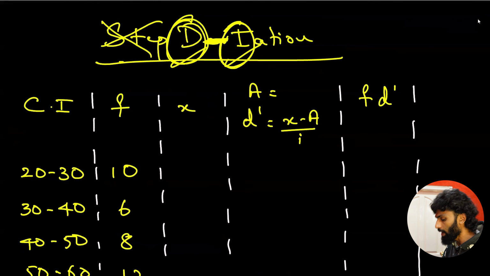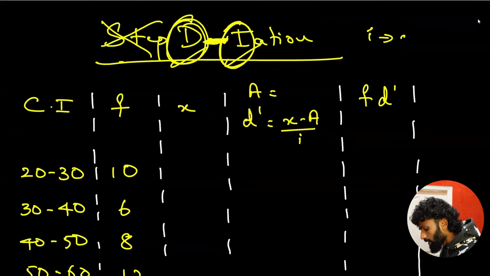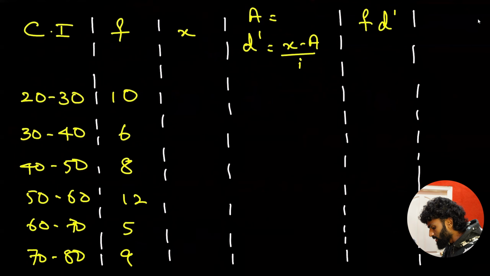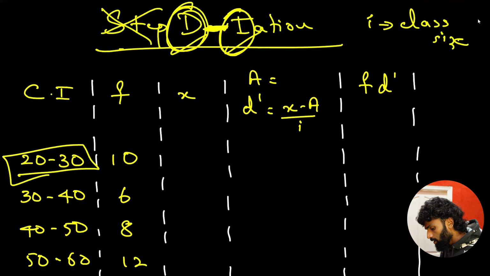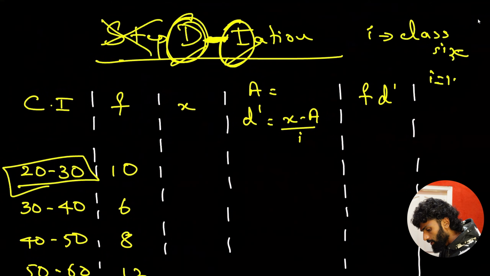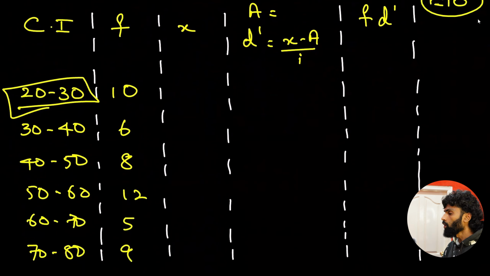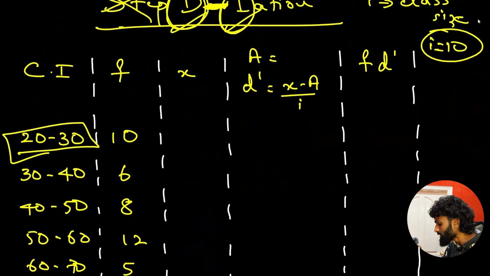Now, what's the meaning of I? I means class size. For example, look at the class interval here, 20 to 30. What's the gap there? 10. So I for this question equals 10. That's it. You can check throughout. Talk about 30 to 40. What's the difference? 10. 40 to 50. What's the difference? 10. So throughout I equals 10. That's how easy it is to remember.